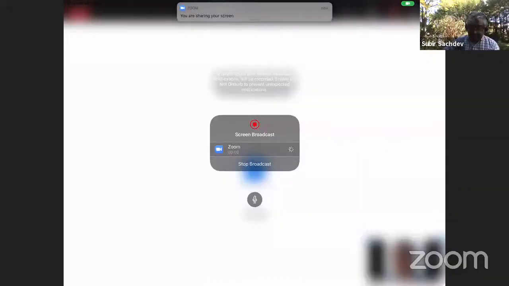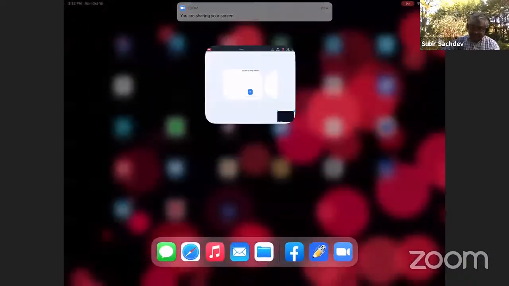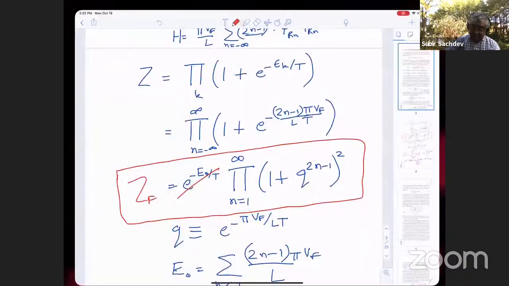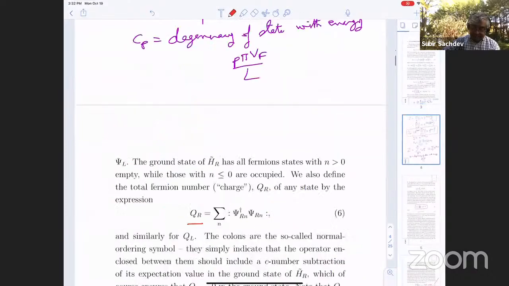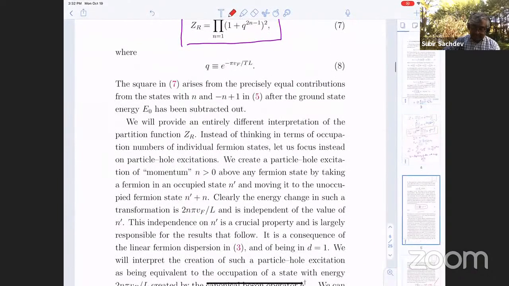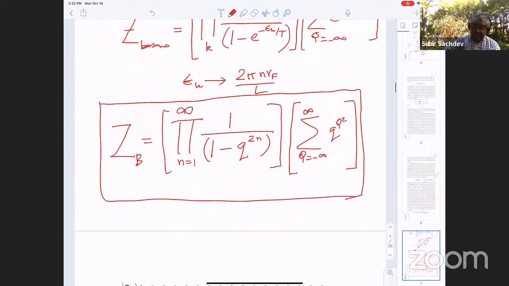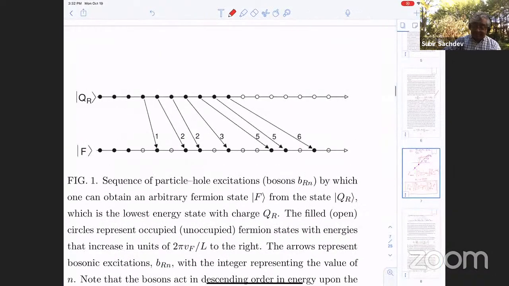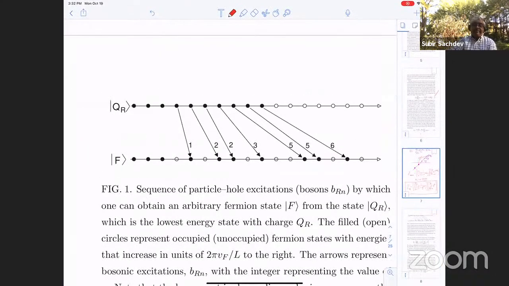I think it's Euler's identity. Okay. Or you can be a physicist, and I'll give you a physicist proof. So here's the physicist proof. It's all in this picture. This picture here. So here's a physicist proof that the Fermi system and the Bose system are the same.